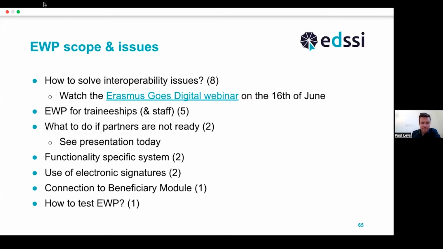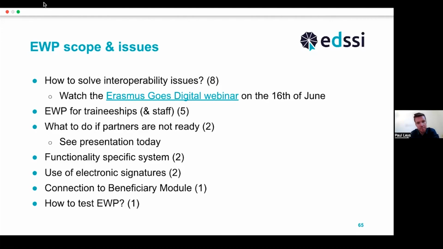A very important question about the connection to the beneficiary module. It was actually part of the scope of the EDSSI activities, but unfortunately, we did not manage to connect to the beneficiary module. Of course, and Karin already referred to it, there are issues with the beneficiary module, so they're very much focusing on first making it work, and hopefully it will come back on the agenda to connect higher education institution systems, the EWP dashboard, to the beneficiary module in order to have automatic reporting.